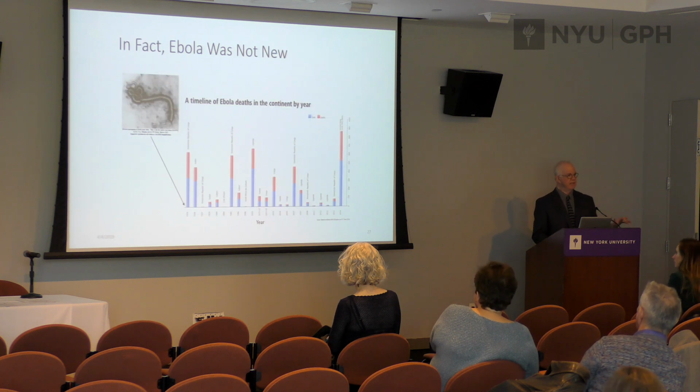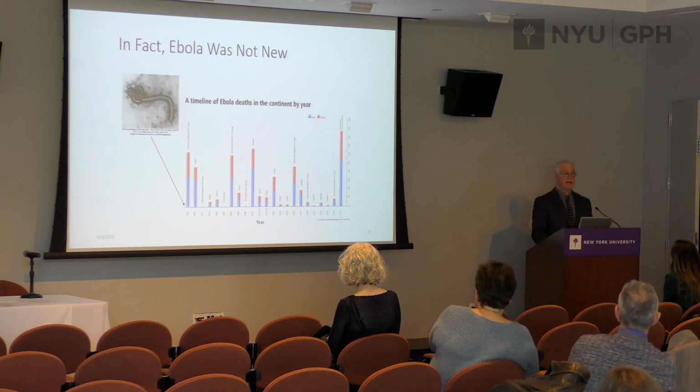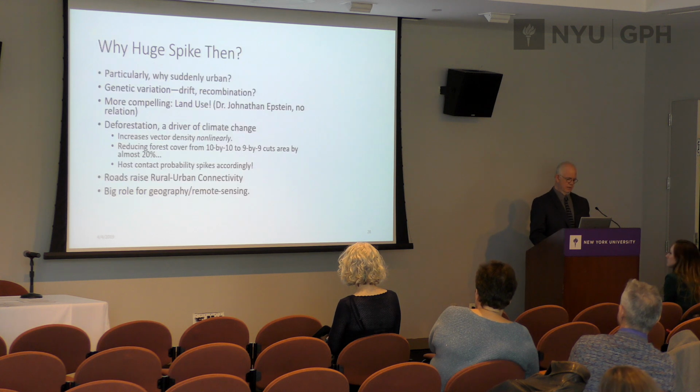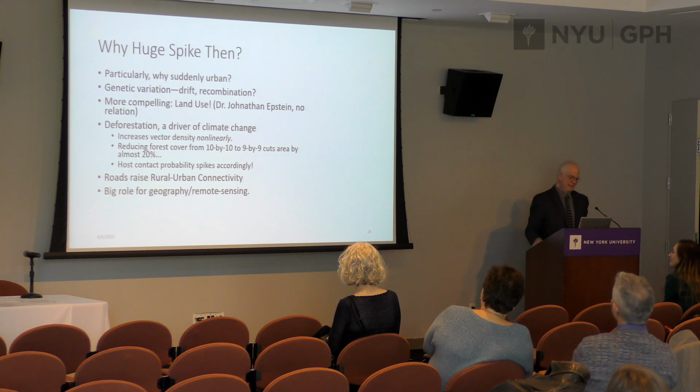But to relate this to climate change, Ebola was not new, of course. We've known of the Congo Ebola since about 76, and there was a huge spike in 2014, and it's back now in Congo. But why was there a big spike in 2014? And particularly, why was it suddenly urban? You could argue, or you might posit, that it was genetic variation, drift, recombination. There's no real evidence for that. More compelling and interesting for our purposes are changes in land use. Jonathan Epstein, no relation, or at least no immediate relation.